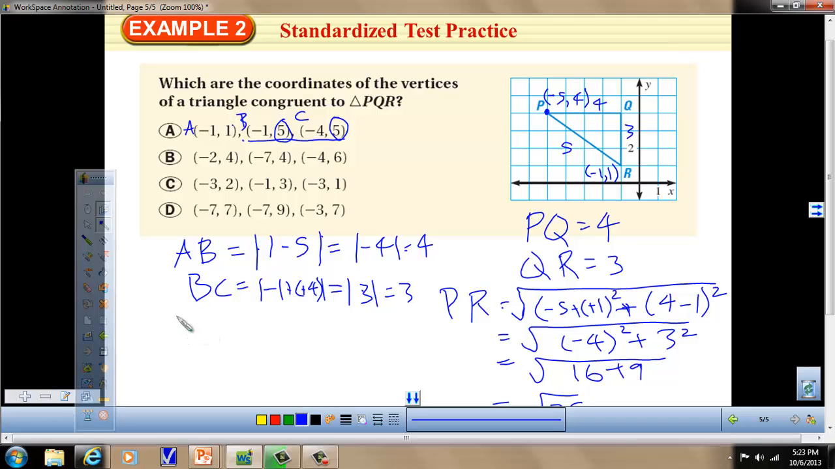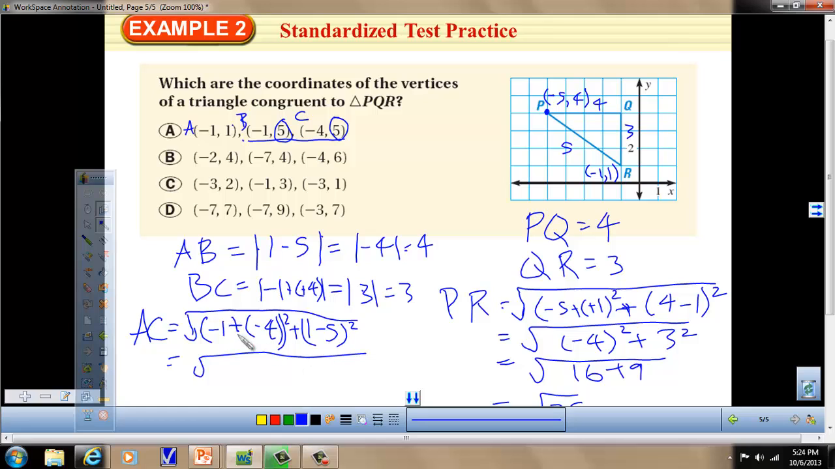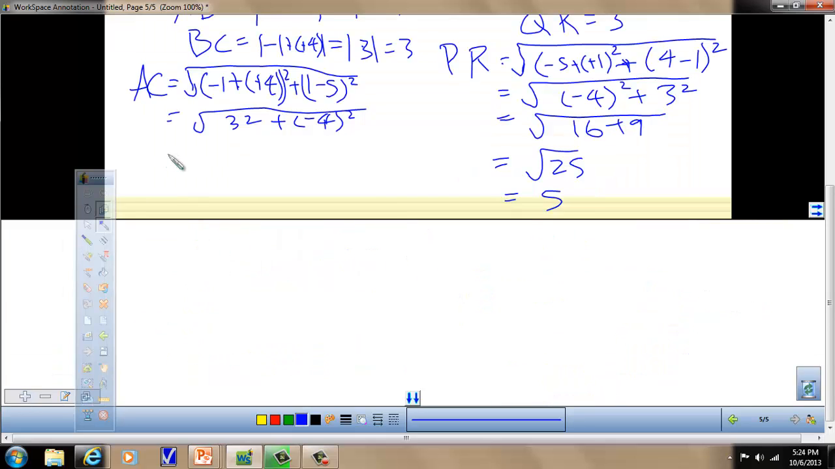And the third one would be AC, and we're going to have to use the distance formula there. But as I told you, once we know these two, if it's a right triangle, the third one should match up. So let's just try it. We have negative 1 minus a negative 4 squared plus 1 minus 5 squared. So there we have plus a positive gives me 3 squared, and that's plus a negative 4 squared. And from here, hopefully you can see that we're going to get the same answer in both cases. It would be 9 plus 16. That's the square root of 25, which is 5.